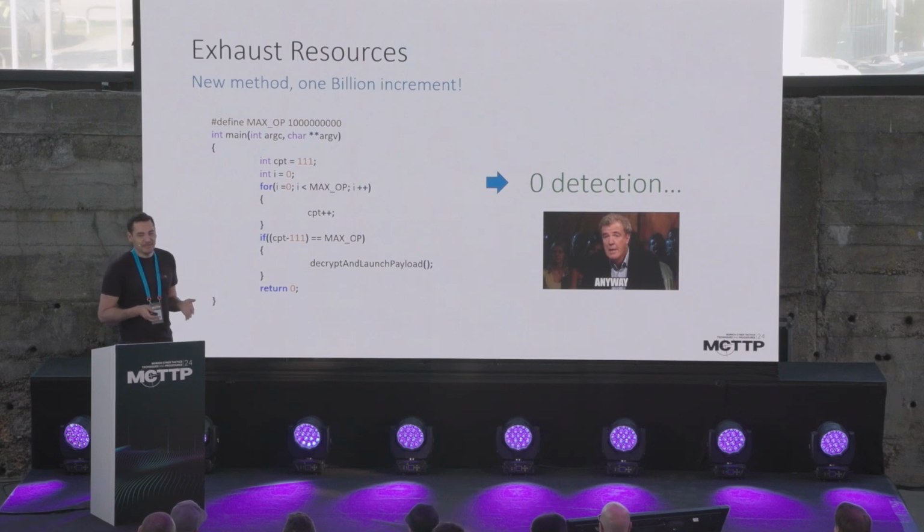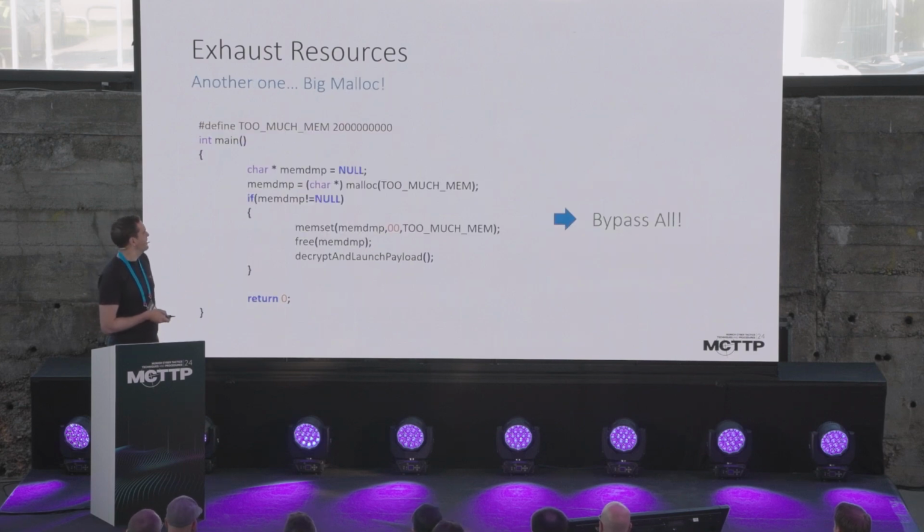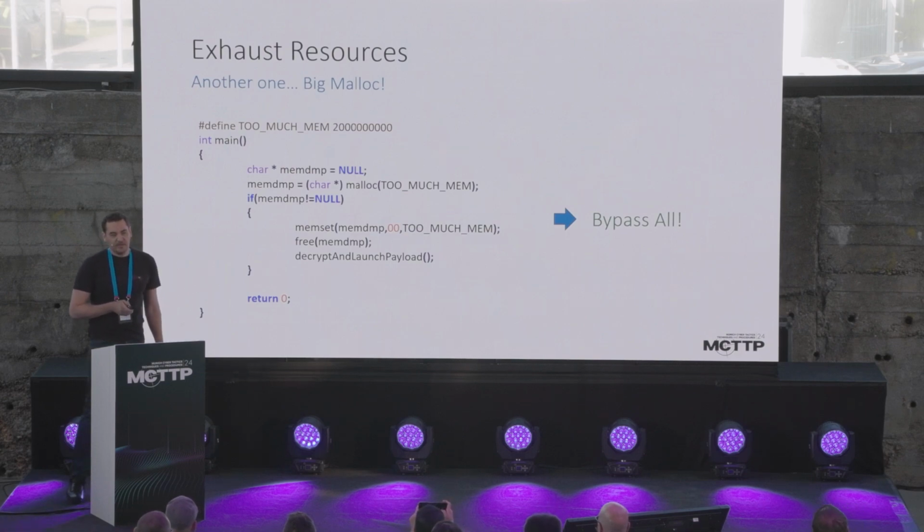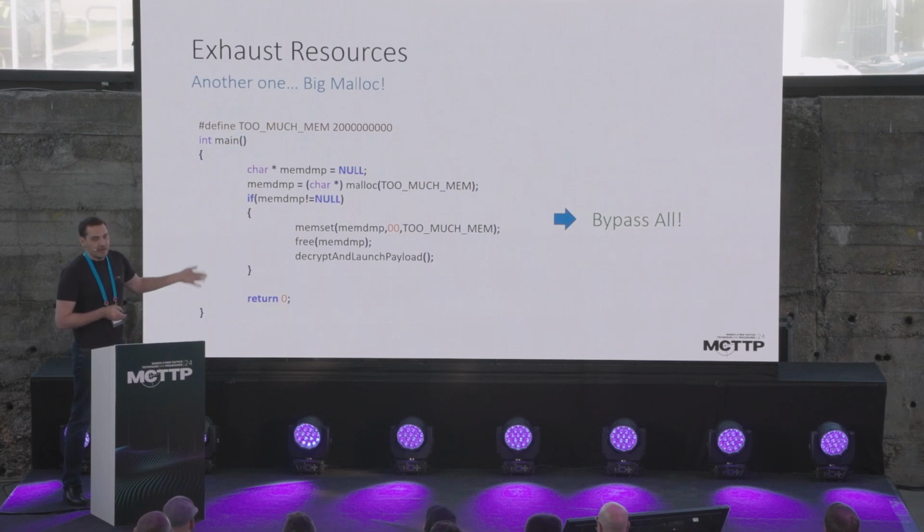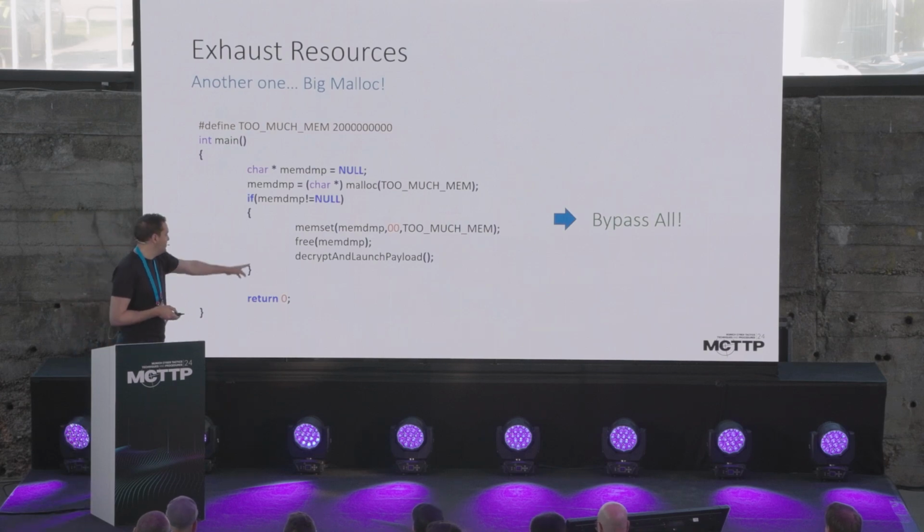But we can also find other methods which are more reliable. The problem with this kind of method is that the more powerful your computer gets, the more you have to change the method to adapt to the power of the computer. So we can find some methods which do not rely on the power of the computer. Just another example here with a huge malloc. We are allocating 2 GB of memory, and this also will bypass any antivirus on the market, because they won't go through the malloc. They will just abandon before they get to the decryption part.